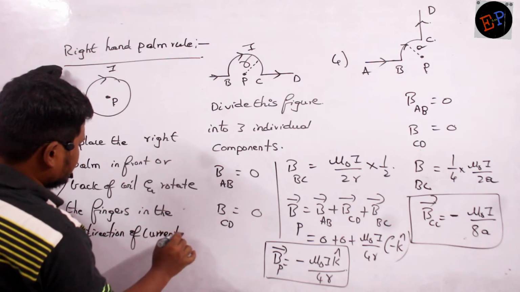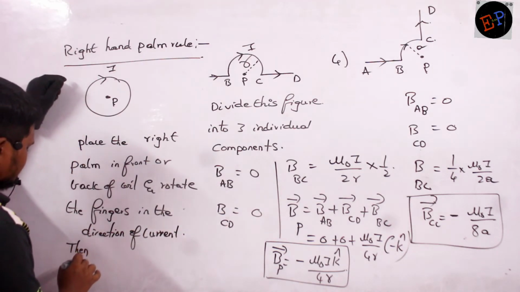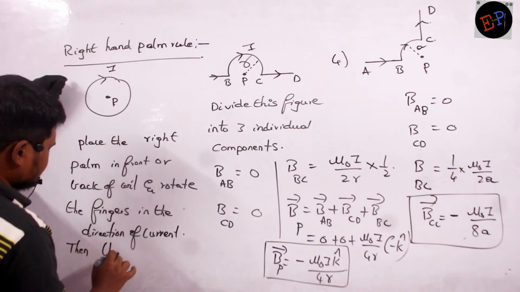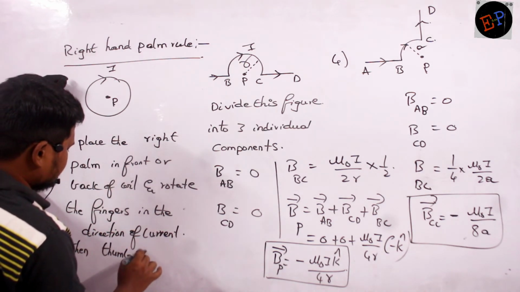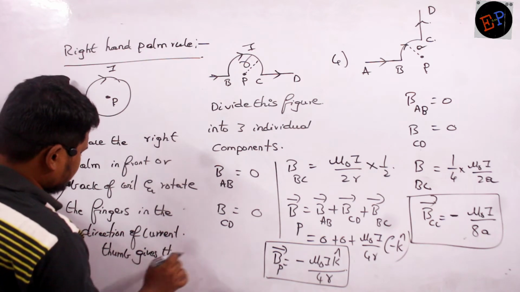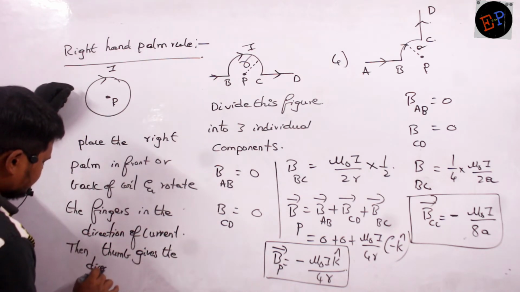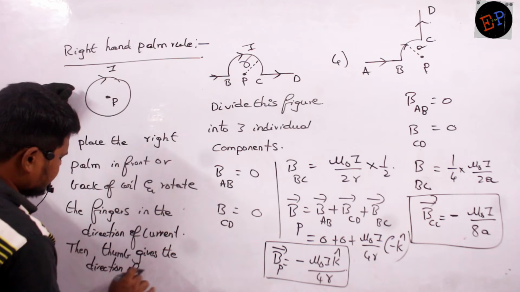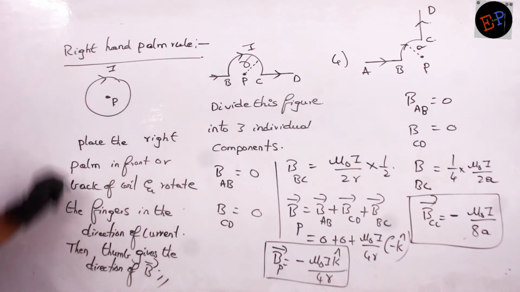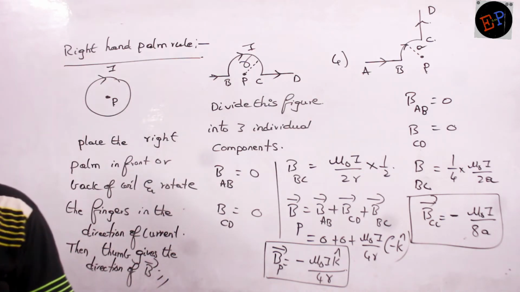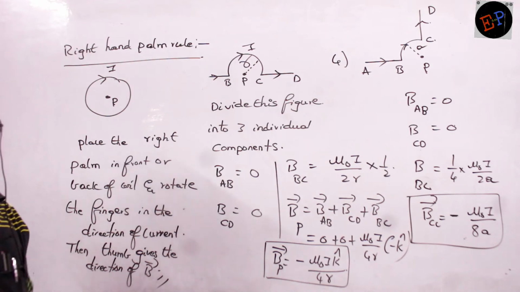Then thumb gives the direction of B dash. Thumb gives the direction of B dash. That's it. Are you able to understand?